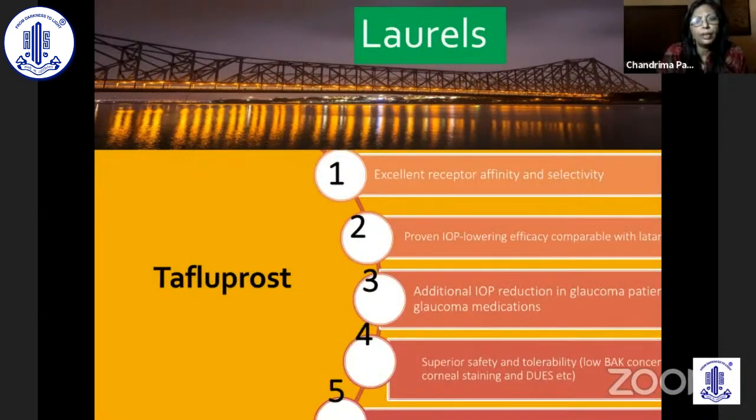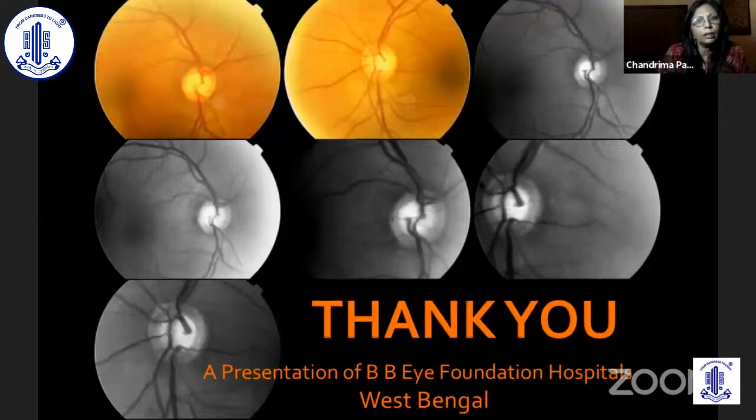And so the laurels that I would attribute to the molecule are excellent receptor affinity and selectivity, proven IOP lowering efficacy comparable to other prostaglandin analogs, additional IOP reduction in glaucoma patients who have been on other medications, and superior safety and tolerability. We do have the BAK-free variety now. And that is it. Thank you for your attention.